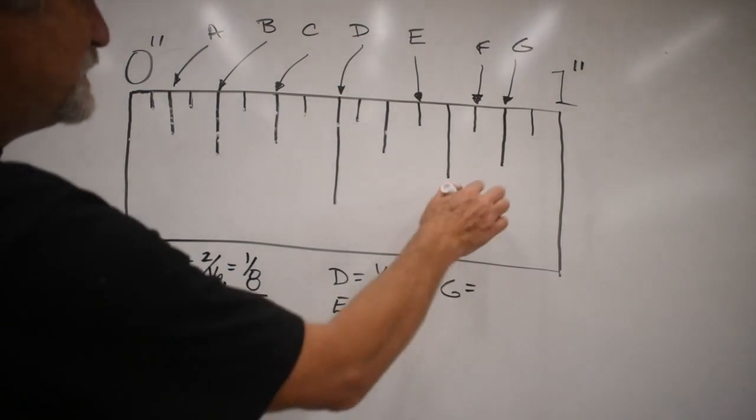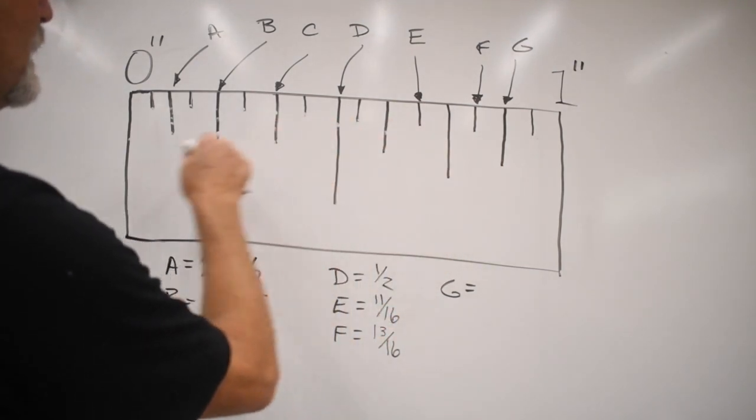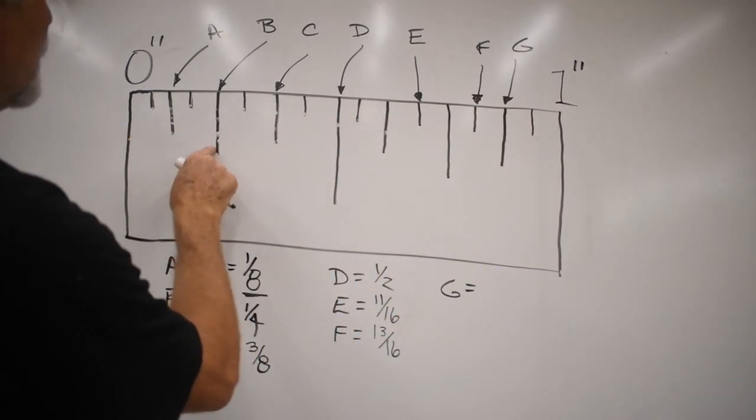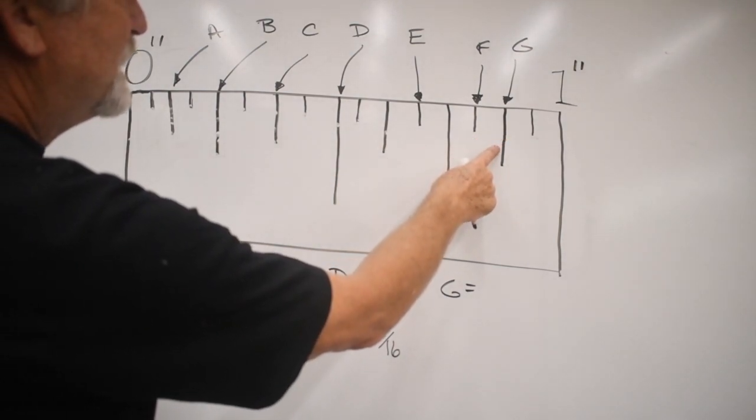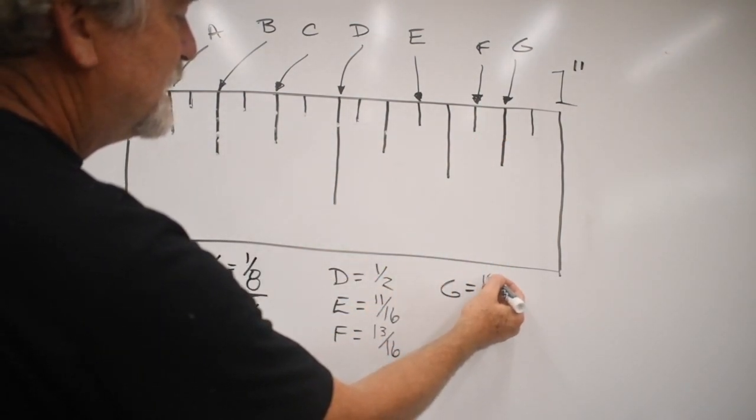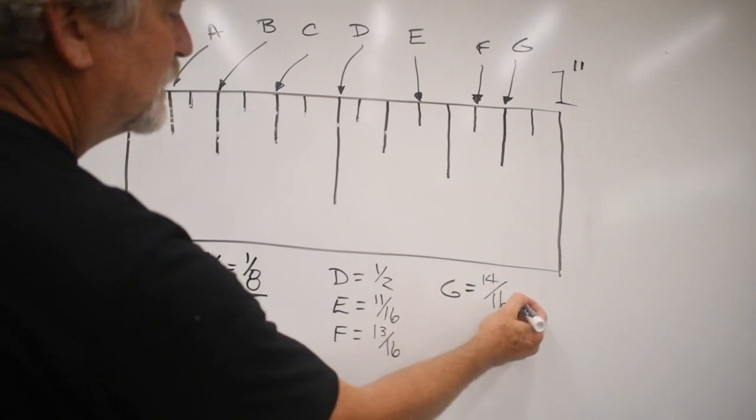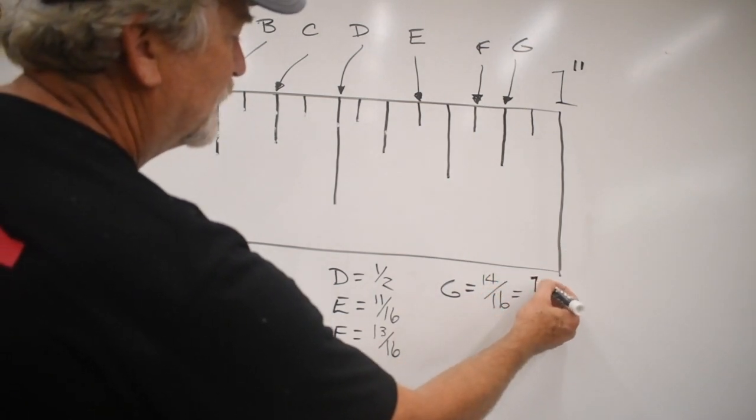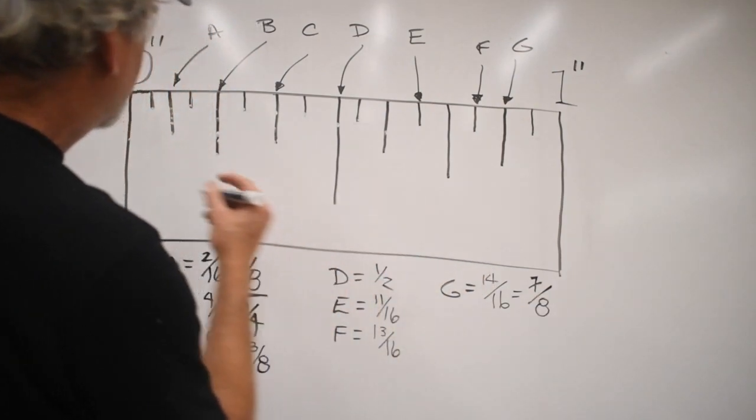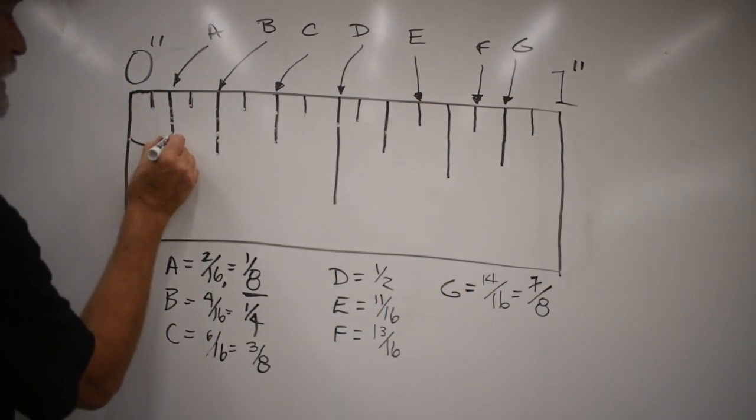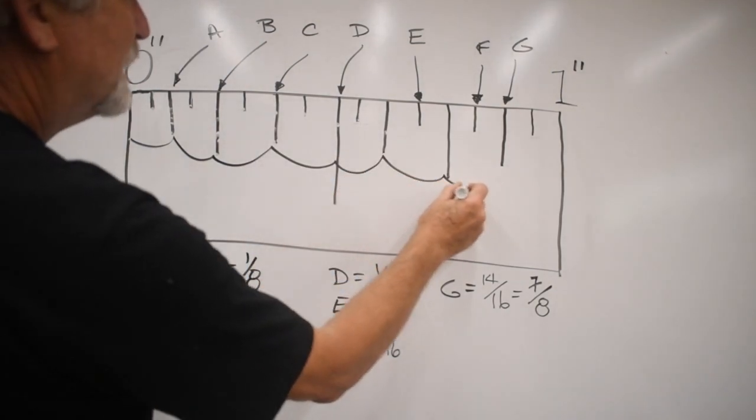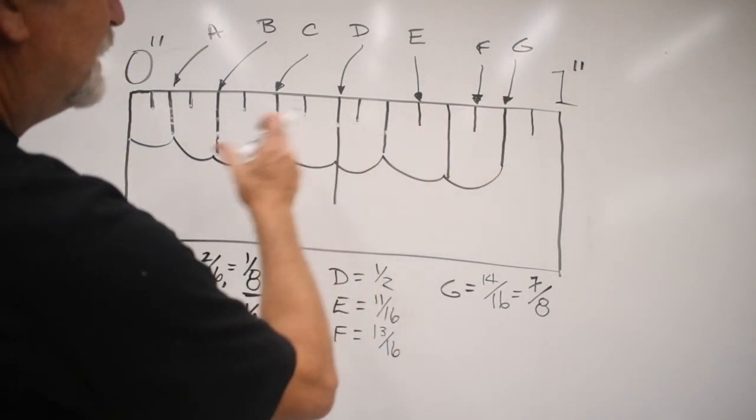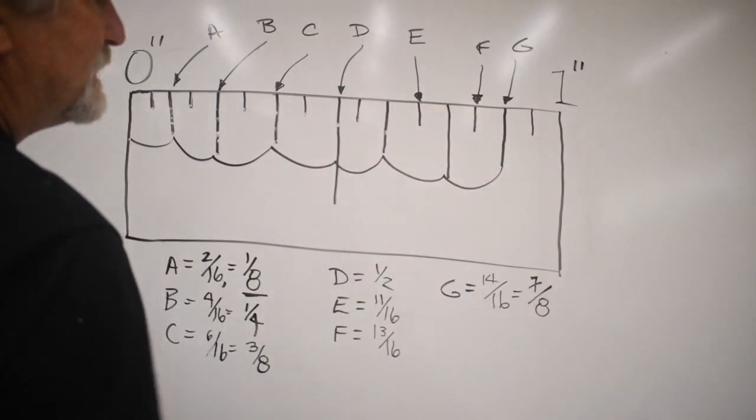And our last one, G. You're doing a great job. 1, 2, 3, 4, 5, 6, 7, 8, 9, 10, 11, 12, 13, 14. 14/16 becomes 7/8. We could have also said how many eighths? 1, 2, 3, 4, 5, 6, 7. 7 of the eighths. 7/8.